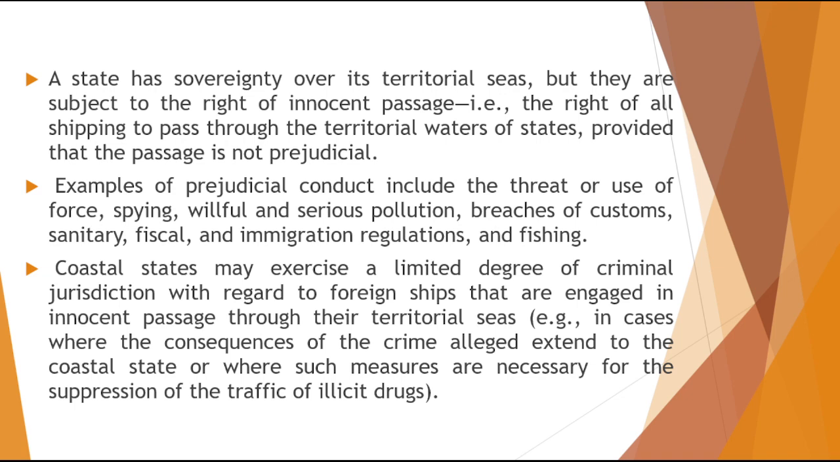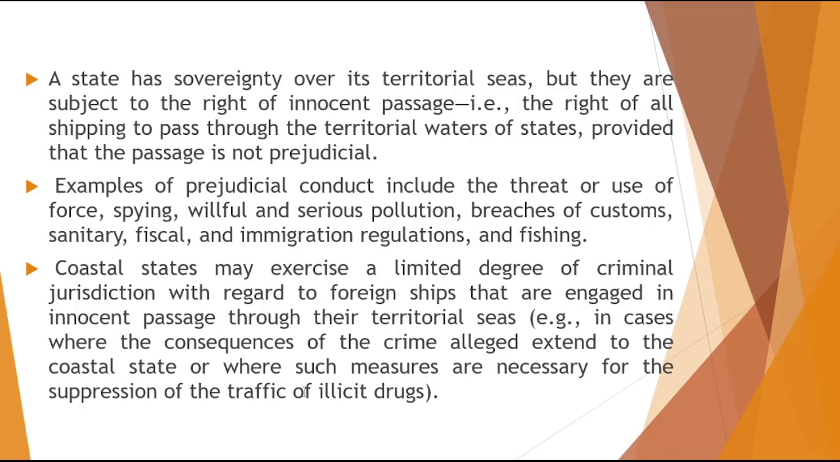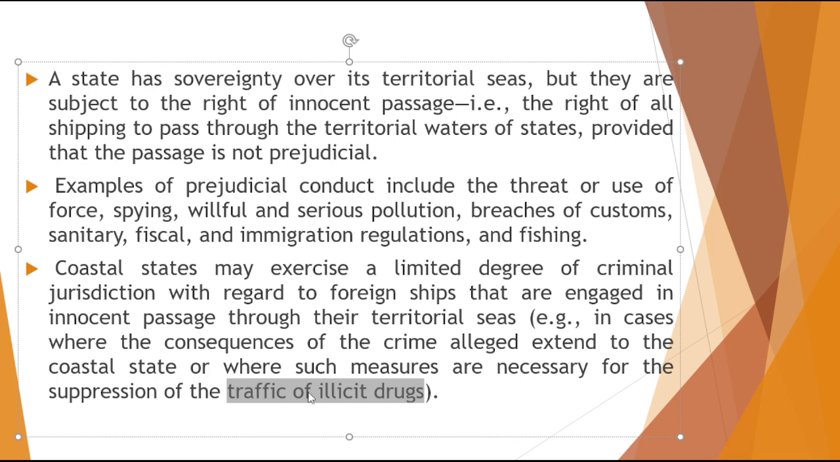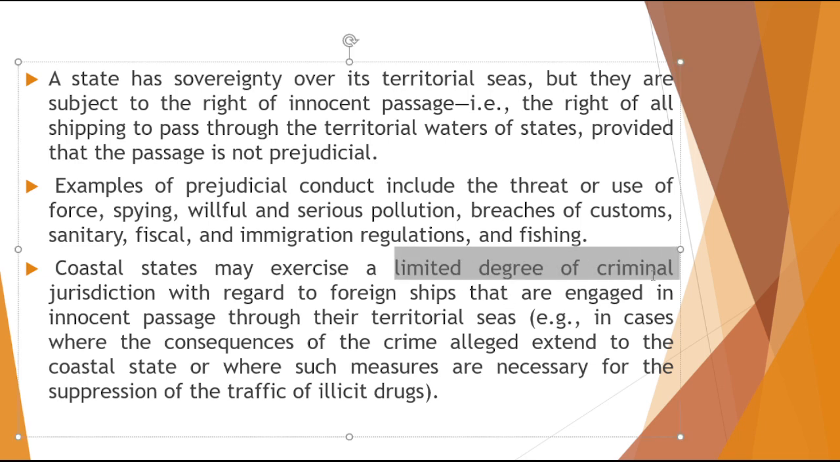So for criminal jurisdiction only, the coastal state has full sovereignty, even if foreign ships are claiming innocent passage but are doing certain activities which are prejudicial to the coastal state, for example, illicit trafficking of drugs, etc., right? So to suppress illicit drug trafficking, or a crime committed which involves the coastal state or its people, the coastal state can exercise a limited degree of criminal jurisdiction.